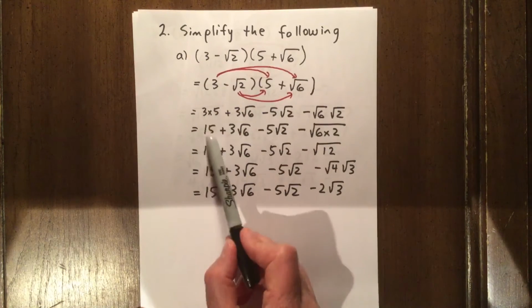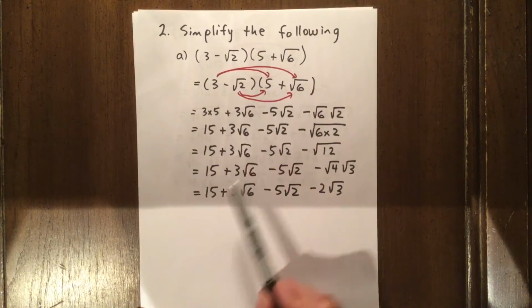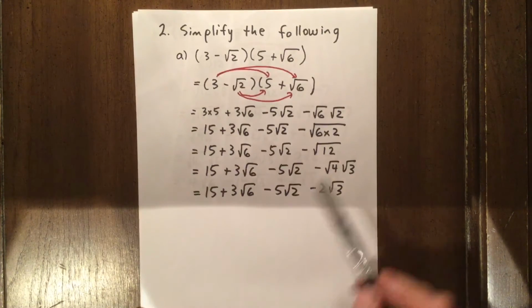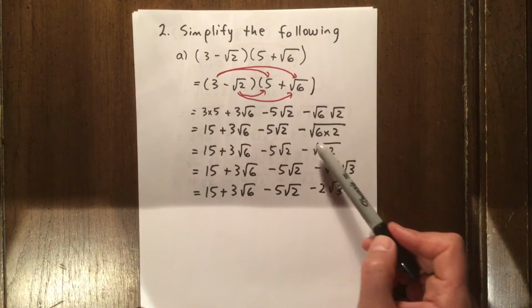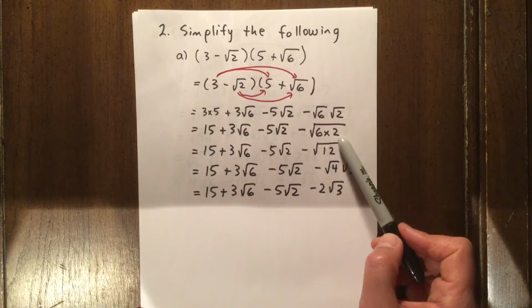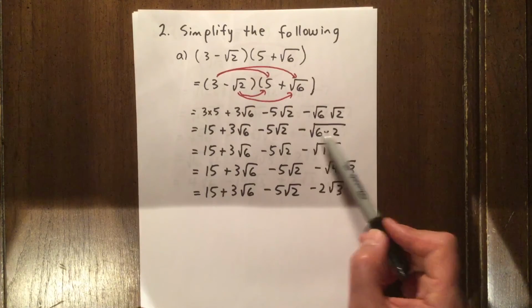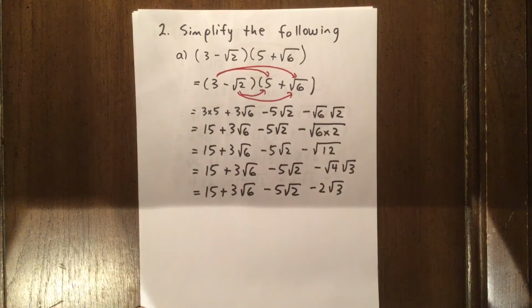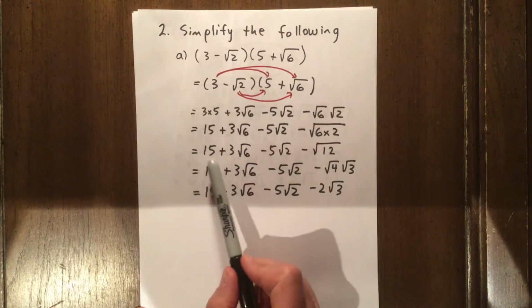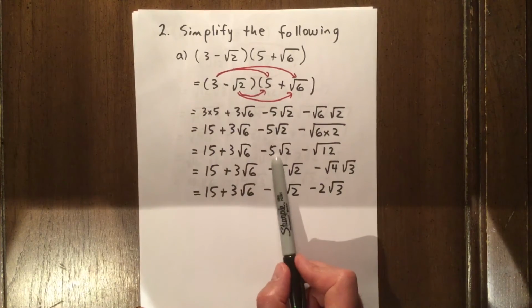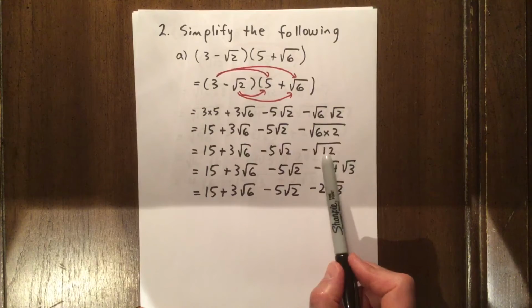So this 3 times 5 is 15. I've got plus 3 root 6 minus 5 root 2. Now when I have root 6 times root 2, that's the same as the square root of 6 times 2. You can bring them together like that. That's a property of these radicals. So I still have 15 plus 3 root 6 minus 5 root 2, but now this has become root 12.